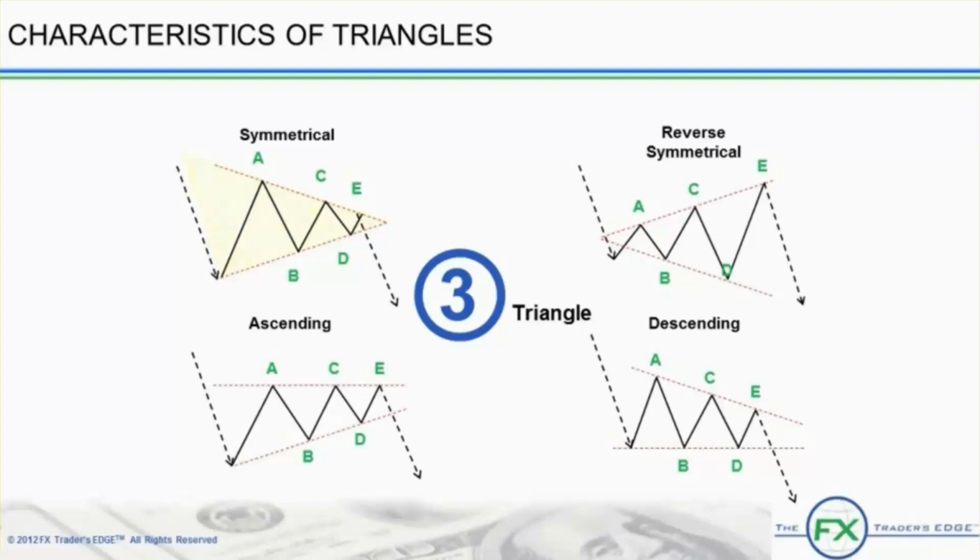Notice the difference between the symmetrical and reverse symmetrical triangle. The symmetrical triangle moves within converging channel lines. The reverse symmetrical triangle moves within diverging channel lines. Notice the difference between the ascending and the descending triangle. The ascending triangle moves within converging channel lines with a flat top and upward sloping bottom. The descending triangle moves within converging channel lines with a flat bottom and downward sloping top.